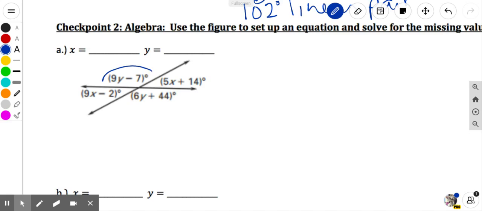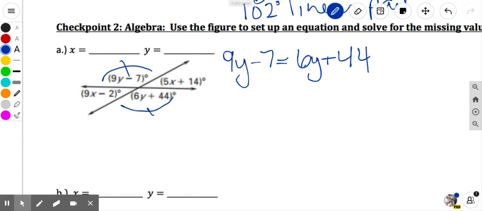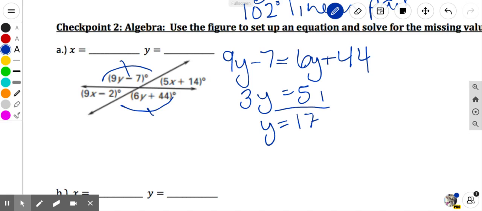So see how this one and this one have the same variable? They both have a Y. And what kind of angles are those? Those are vertical. So that means they're equal. So I could set up 9y minus 7 equals 6y plus 44, and then solve for y. So subtract 6y from both sides, add 7, divide by 3. So y is 17.